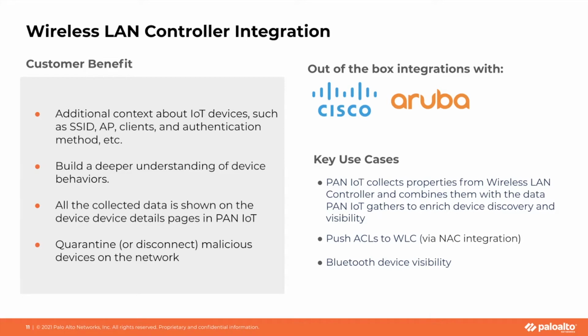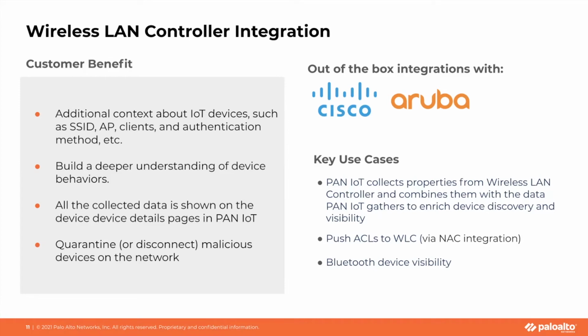And our key use cases are, first, Palo Alto IoT collects properties from wireless LAN controller and combines them with the data Palo Alto IoT gathers to enrich device discovery and visibility. Second, Palo Alto IoT integrates with Cisco or Aruba wireless LAN controller to restrict access or to quarantine suspicious or malicious wireless devices more efficiently. For this feature, user needs to have a NAC integration such as Cisco ISE or Aruba ClearPass.